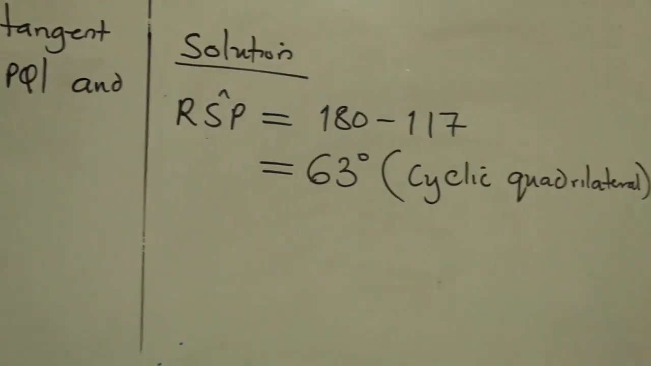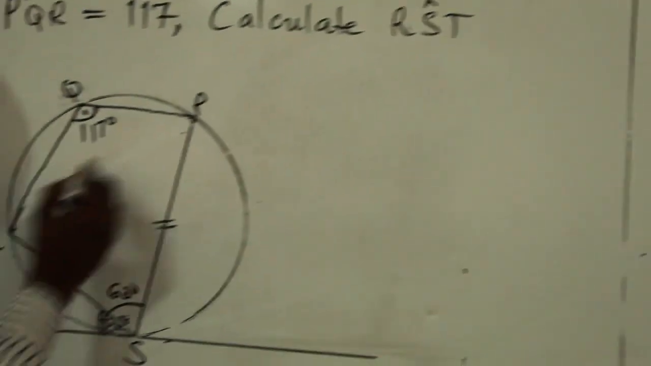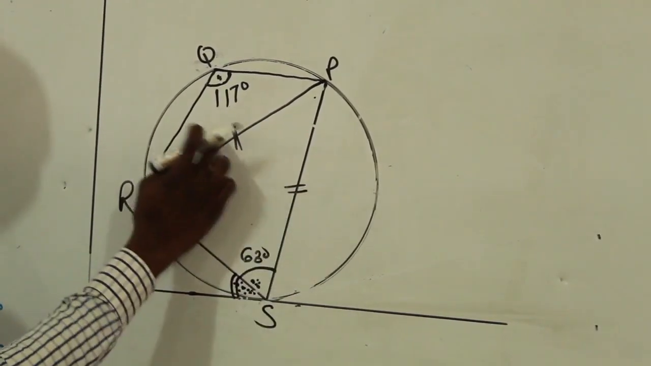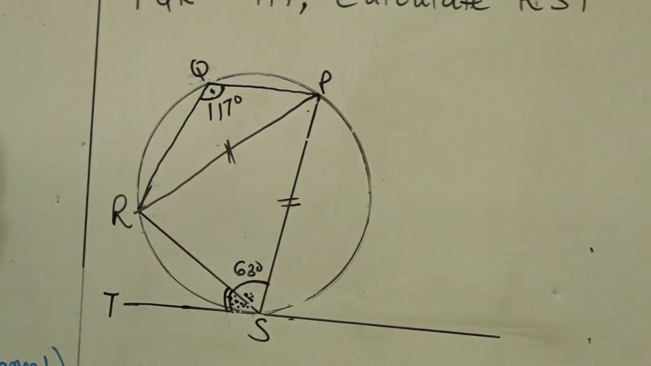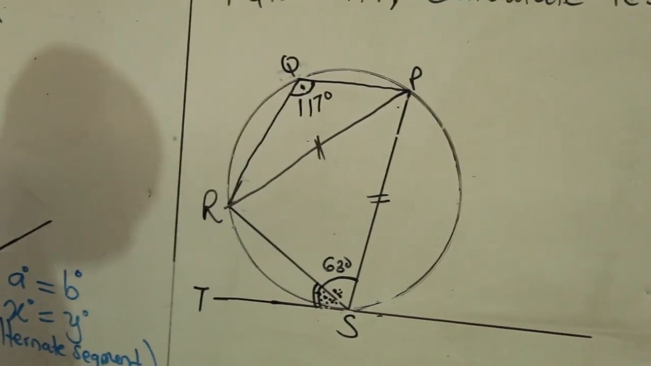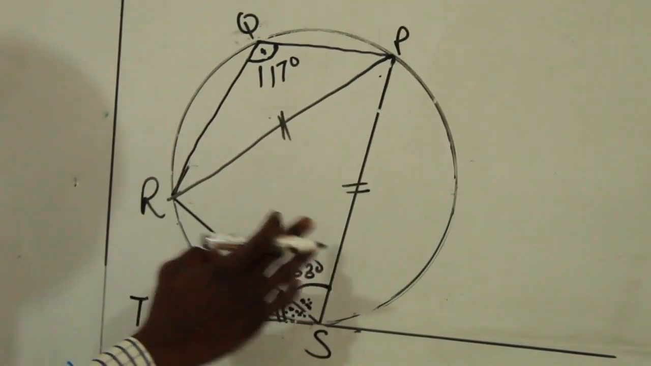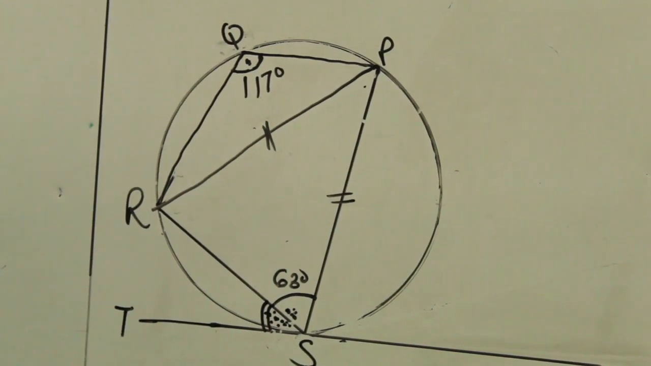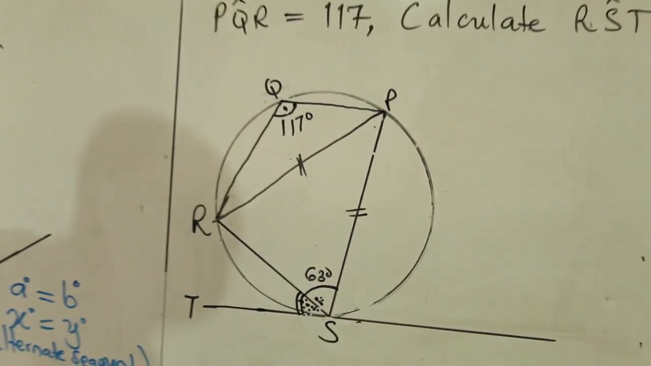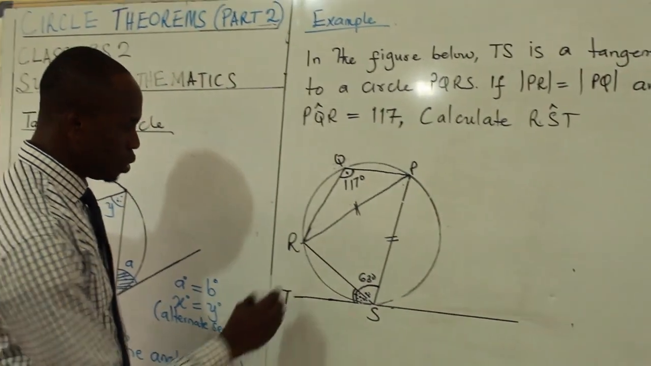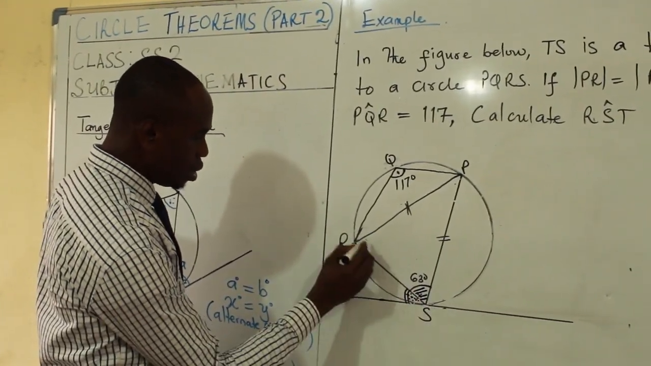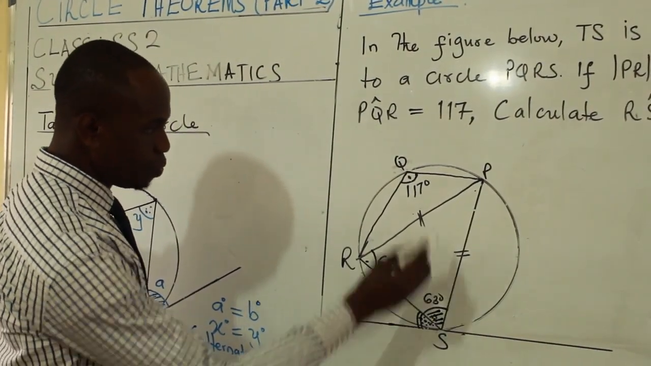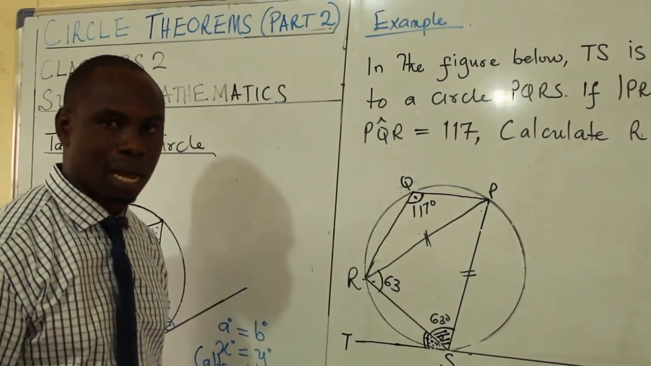Now that I've found this part to be 63, remember there was a straight line drawn from here to this point, and we were told that these two lines were equal. That they are equal sends a message to us. It tells us that this is a kind of triangle called an isosceles triangle. And in an isosceles triangle, the base angles are equal. This part is 63, it makes this part 63, because this angle here is the same as this angle, according to the property of an isosceles triangle.